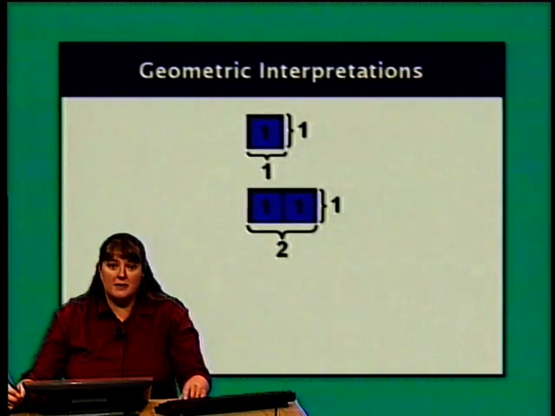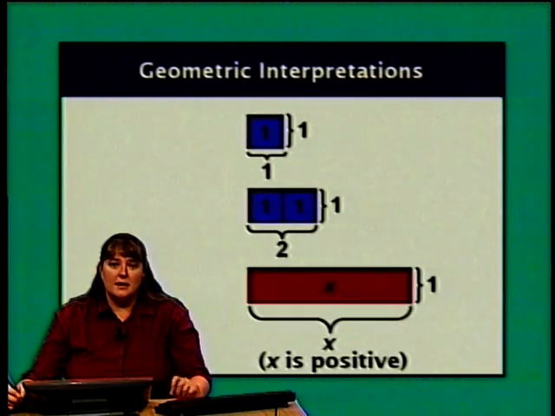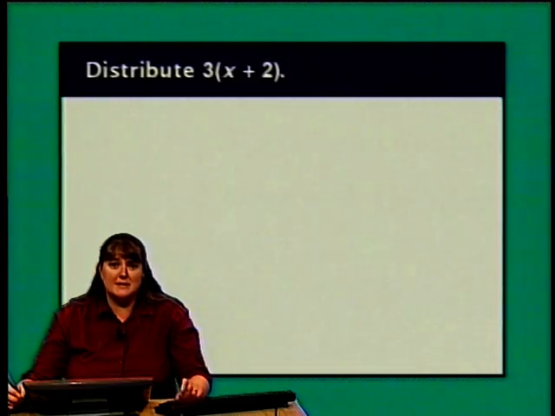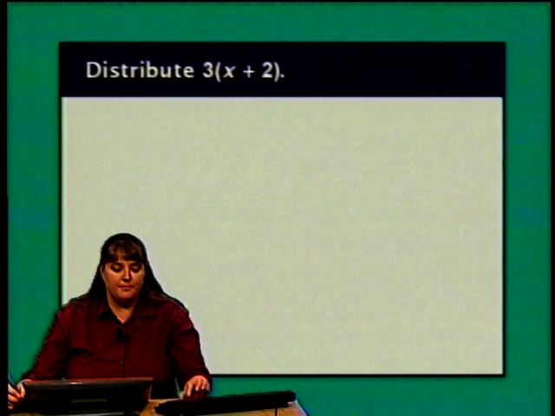Now if I want a rectangle that has area x, I need to start with a rectangle that has a length of x, where x is positive since it's representing a length, and a width of 1. Now, length times width, x times 1, gives me an area of x. So I want to use this idea with the distributive property. So I want to distribute 3 over the quantity x plus 2 using this geometric interpretation.